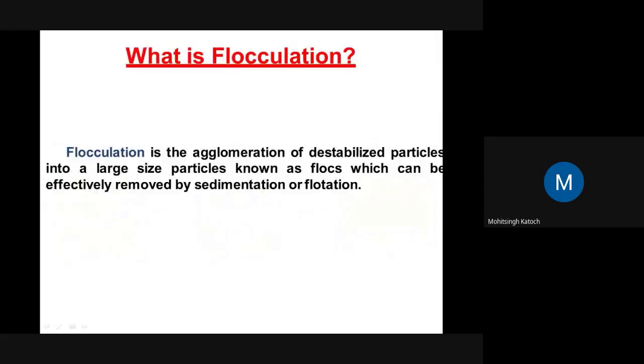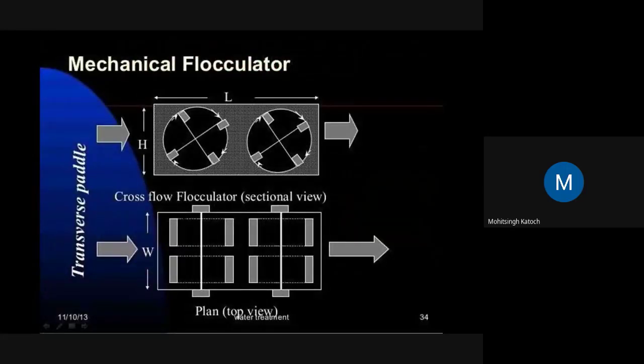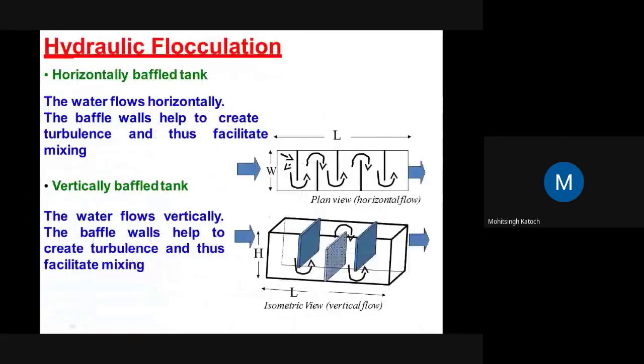So what is flocculation? As I told you in the previous diagram, flocculation is the agglomeration, that is combination, joining of destabilized particles into a large size particle known as floc, which can be effectively removed by sedimentation or flotation. So this is a diagram of mechanical flocculator which can be used to remove these flocs. Hydraulic flocculation, horizontal baffle tanks and vertical baffle tanks also can be used to achieve this flocculation.